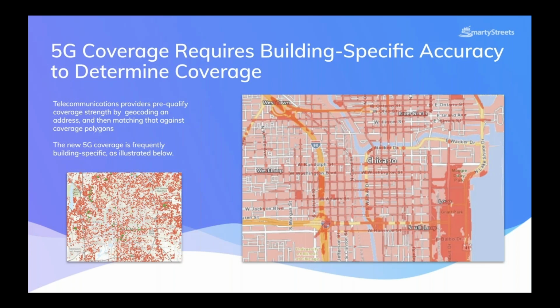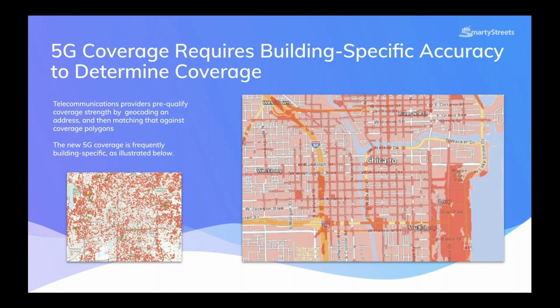5G coverage is another application that requires building-specific accuracy to determine coverage. Telco providers typically will pre-qualify coverage strength by geocoding an address and then matching that against coverage polygons. Maybe some of you have said, well, I wonder what my coverage is going to be if I subscribe to AT&T or Sprint or T-Mobile or Verizon. You type in an address. What they do is they geocode that, and then they match that against the signal strength of that area.